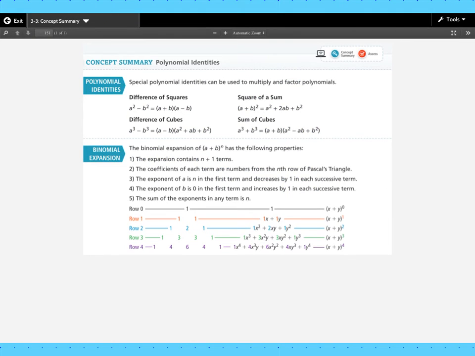As a recap, these are the 4 identities that you're expected to be very fluent with. And there's also the binomial expansion, which is based on the Pascal triangles. Okay? And don't forget to finish the project, and I look forward to getting your finished products. It's really a lot of fun.